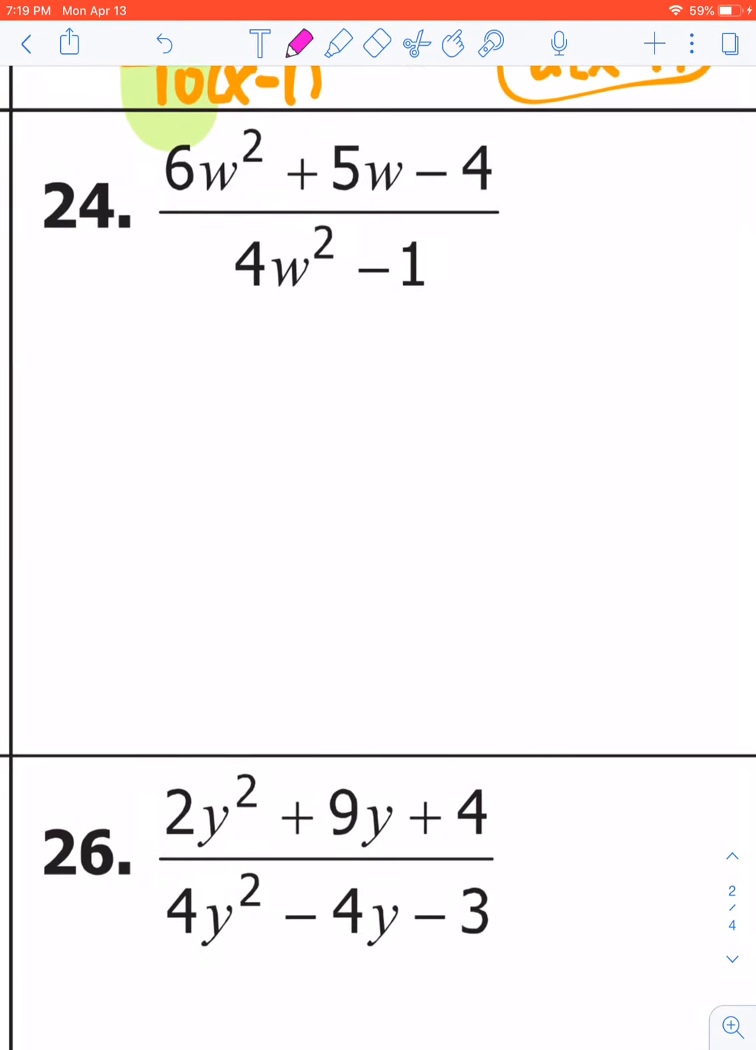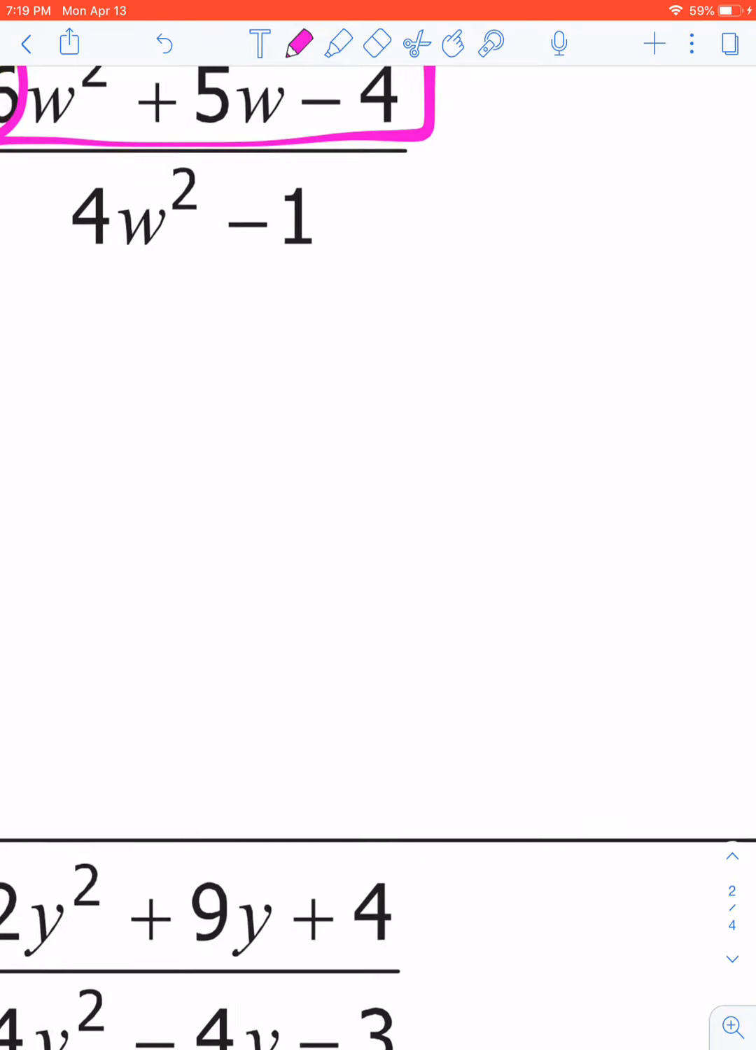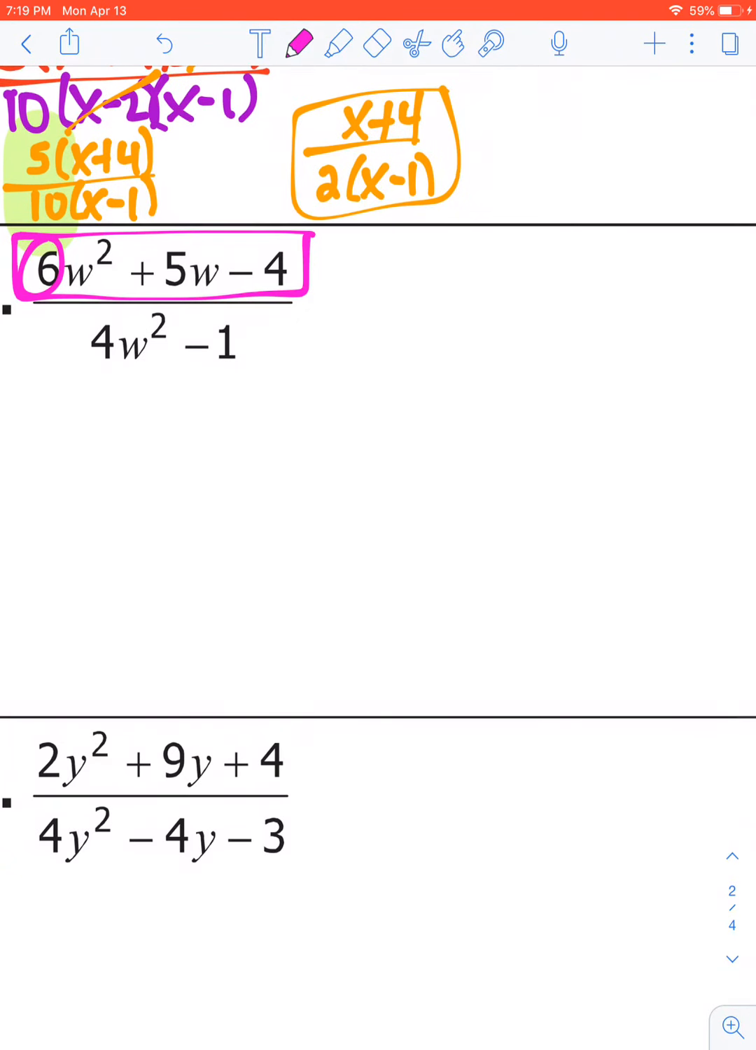All right, 24. Let's put some skills together. The numerator is in the same boat as the previous problem. The leading coefficient is not 1, so we have to AC it. My AC number is going to be 6 times negative 4, which gives me negative 24.